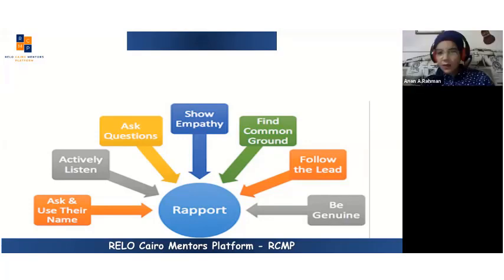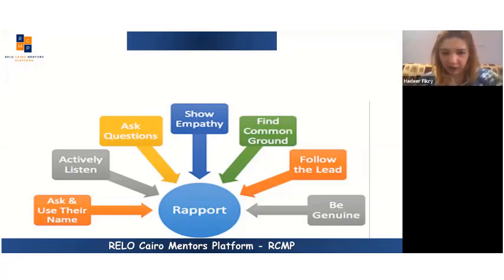Yeah, and I think Hadeer, that Radwa here is having a question: how do I make them be engaged? This is what we are talking about. If you are creating a good rapport between you and your students, they will be engaged naturally. They will be willing to be engaged, willingly engaged, not forced to be engaged because of commitments or something.